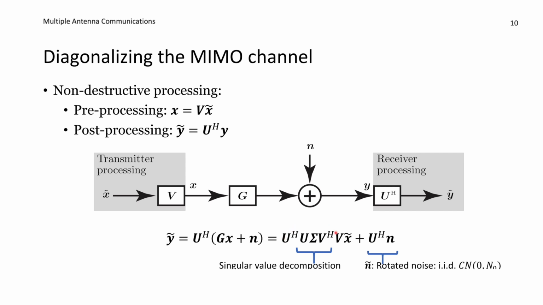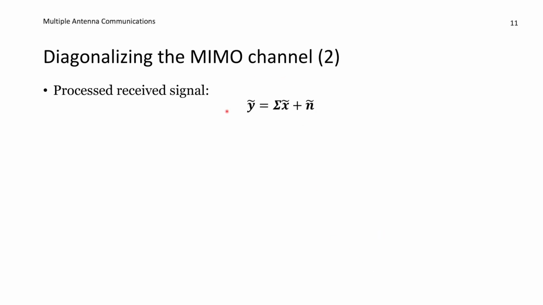And V is also a unitary matrix, so V Hermitian V is also turning into an identity matrix. So this part is also going away. So here it says just sigma times x tilde plus a noise vector n tilde. So that is what we have now: y tilde equal to sigma times x tilde plus n tilde.